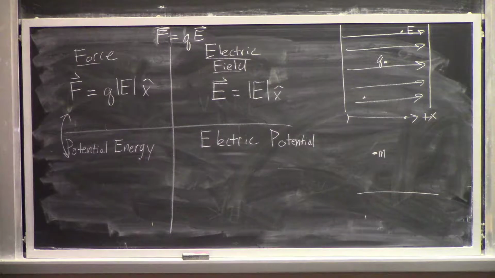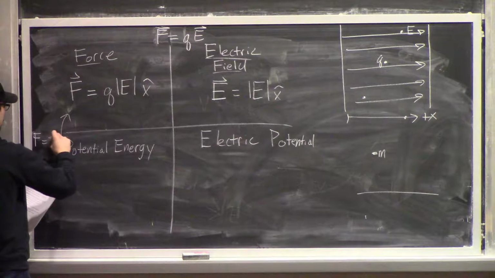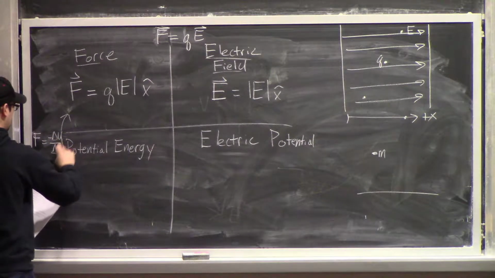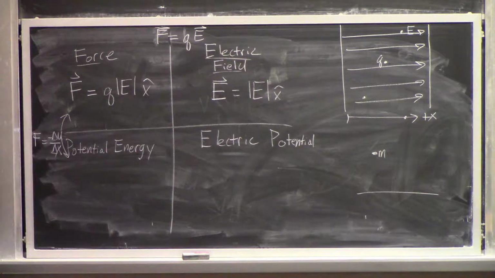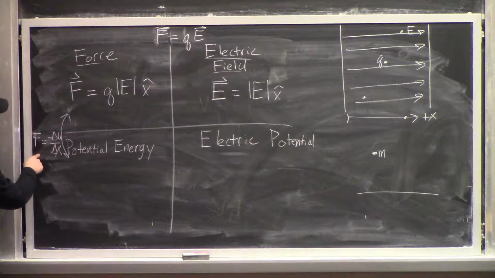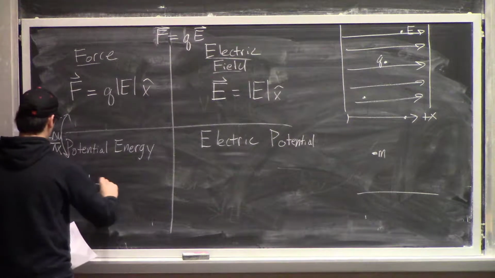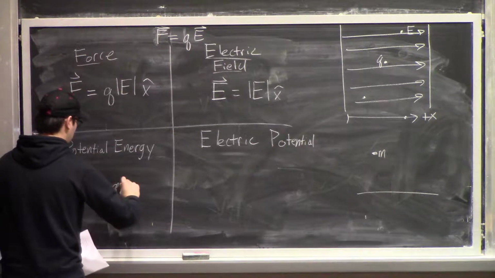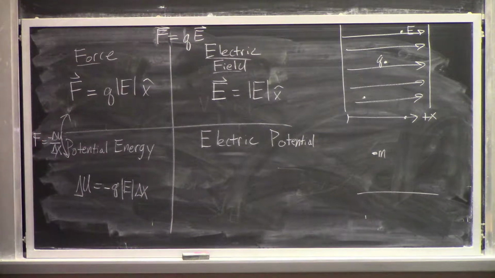Yeah. F equals negative delta U over delta X. Yep, perfect. So F is equal to negative delta U over delta X. Now, to get this delta U, we can rearrange this. So we multiply both sides by delta X, and then we plug in F. And so what we find then is that delta U is going to be equal to negative Q times E times delta X.